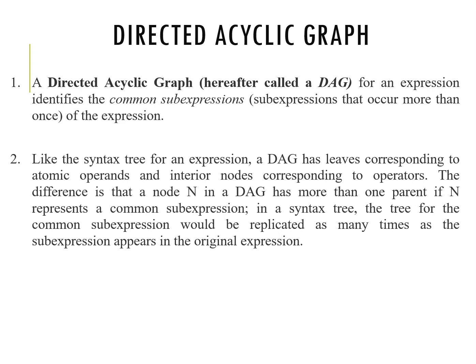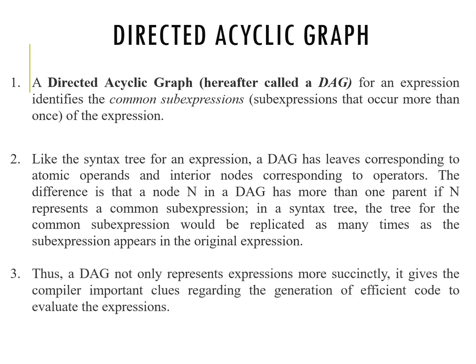In other words, if I have a node for B, syntax tree will create a separate node for B again in that existing tree. But directed acyclic graph will reuse the node B which was already created. This will be more clear when I take an example on my next slide. Thus, a DAG not only represents expressions more succinctly, it gives the compiler important clues regarding the generation of efficient code to evaluate the expression. Thus, the directed acyclic graph is going to help the code optimizer to optimize the code very easily.